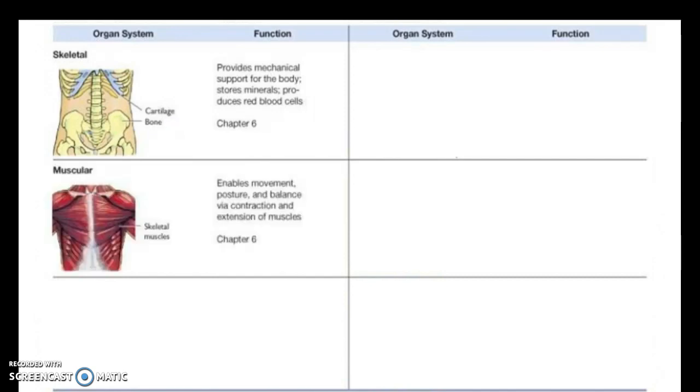Then, without the muscular system, the skeletal system would be kind of useless. The muscular system makes us move, gives us posture, balance. It extends our muscles so that we can interact with the environment, can run away from danger, or walk towards something we want, to reach for something.